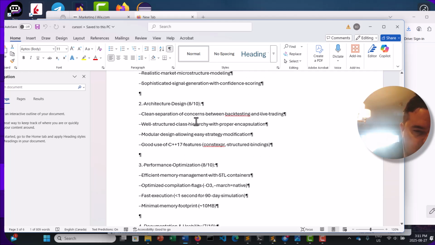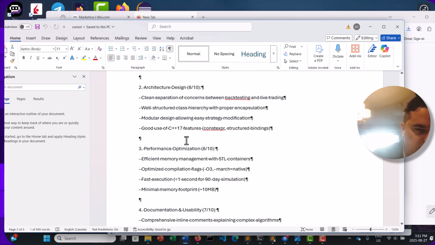Architecture design, 8 out of 10. So these are really good. I can make comments about this, but I'm just going to leave it as is so you can see it. Architecture design, clean separation of concerns between backtesting and live trading. Wowzer. Well-structured class hierarchy with proper encapsulation, model design allowing easy strategy modification. That's important to future-proof it.